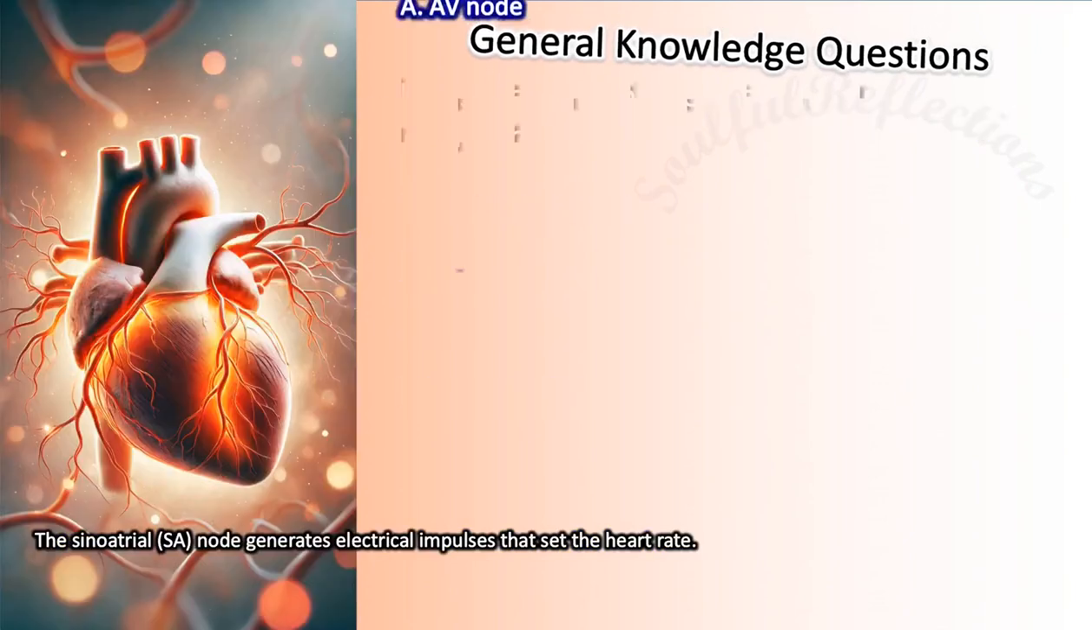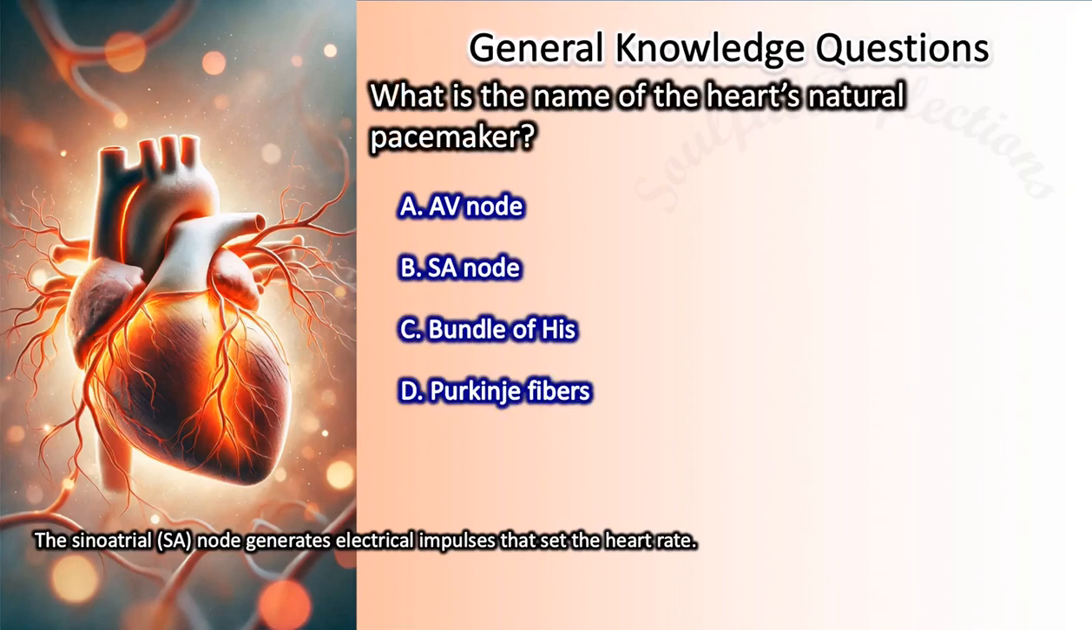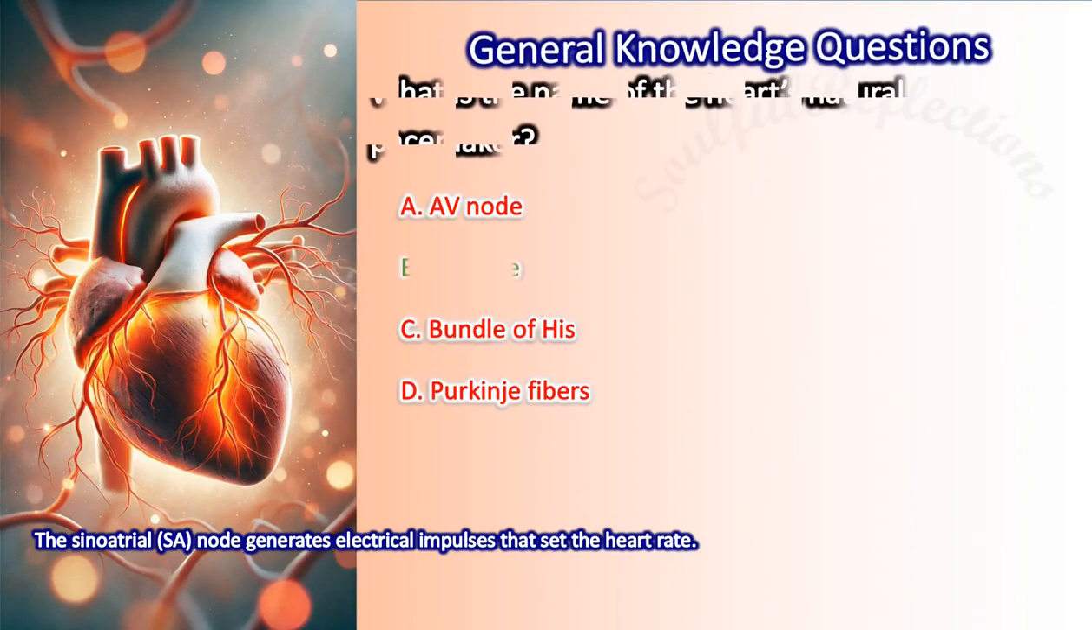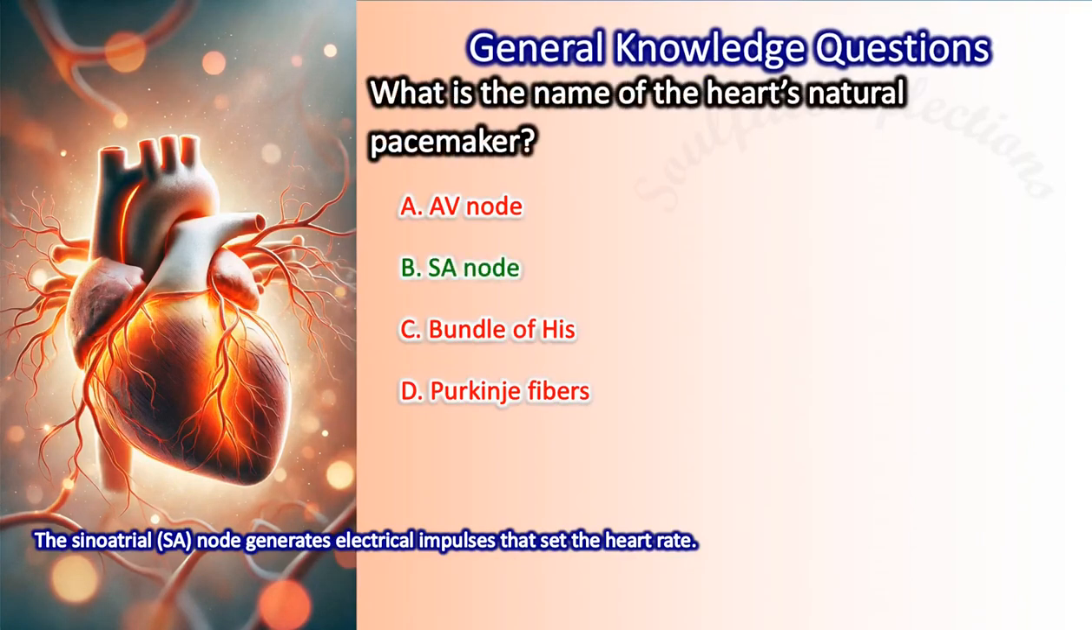What is the name of the heart's natural pacemaker? Option 1, AV node. Option 2, SA node. Option 3, bundle of His. Option 4, Purkinje fibers. The answer is Option 2, SA node.